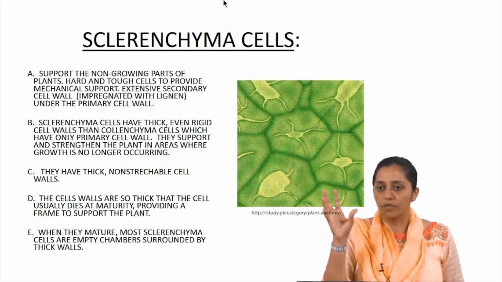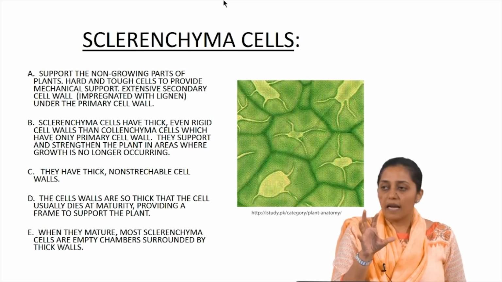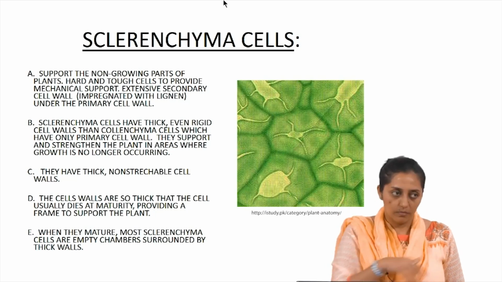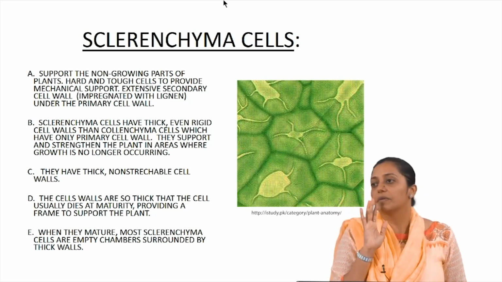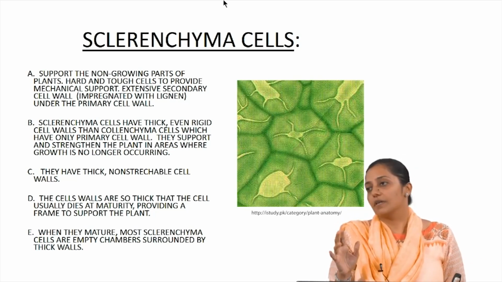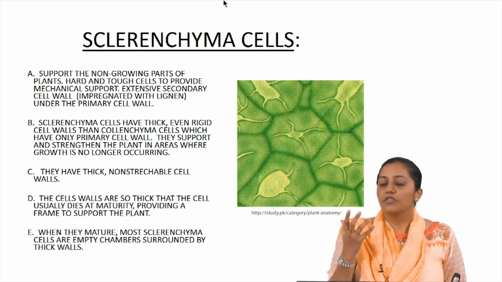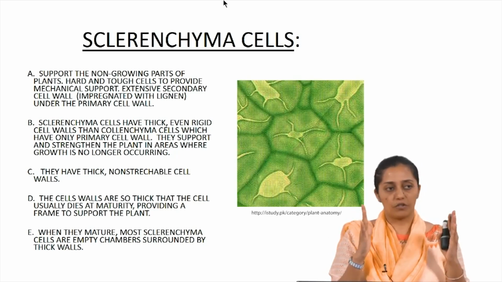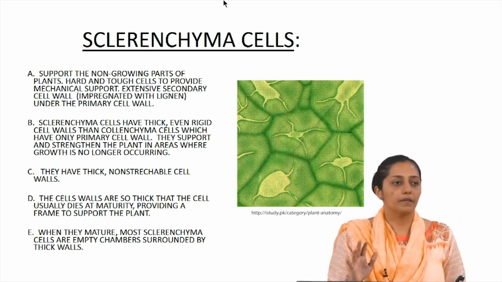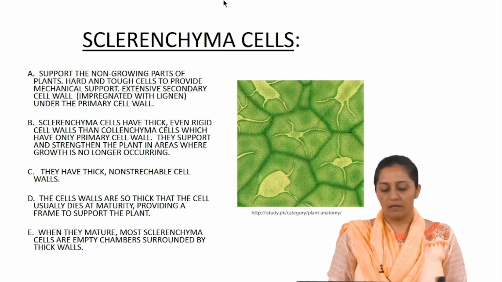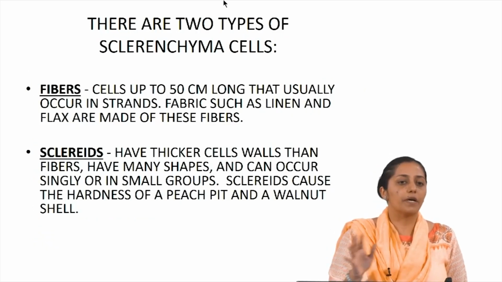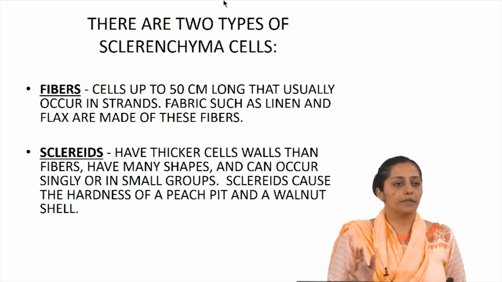Because of the thickness of the plant cell wall, you'll find that gradually the cytoplasm will be lost and they'll become empty cells, empty chambers. Most of these cells, if you observe, will be empty chambers with only the cell wall. Generally their purpose is to provide structure and to provide protection against the external environment. So that is the sclerenchyma cells. You will find them only in matured parts of the plant where no more growth is required.